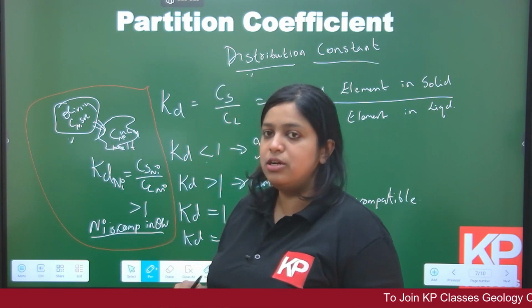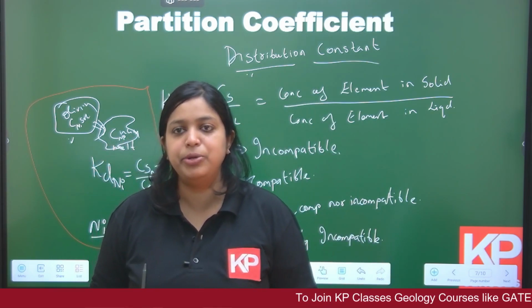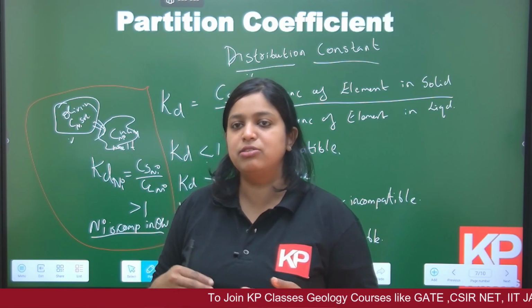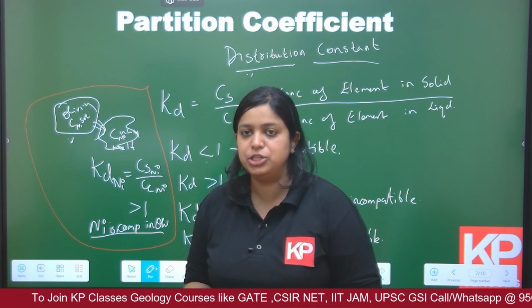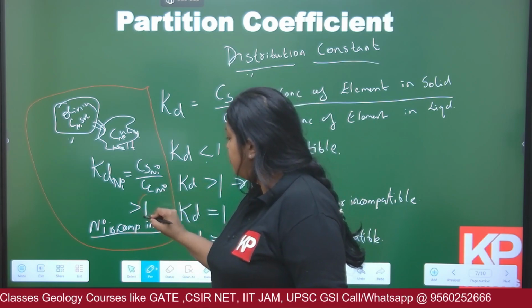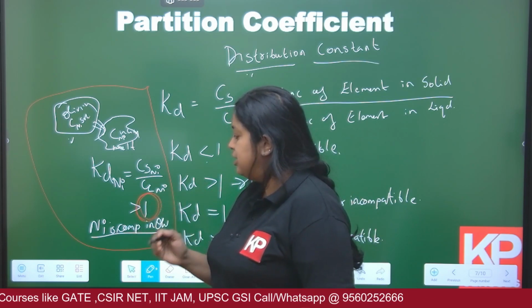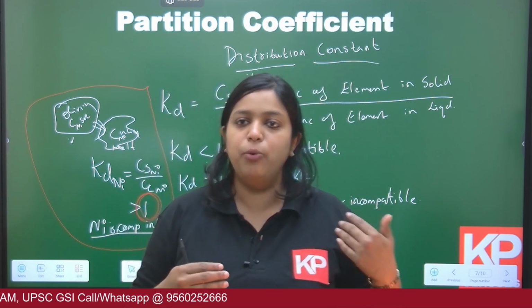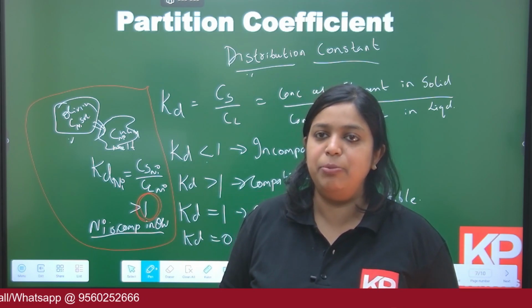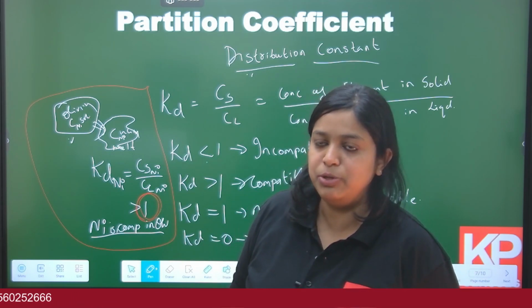So olivine is a mineral, and in that mineral, whether nickel as an element is compatible or incompatible is defined by the terminology partition coefficient. So depending upon whatever value I get over here, that defines how compatible or how incompatible an element is. That is defined by the partition coefficient terminology.